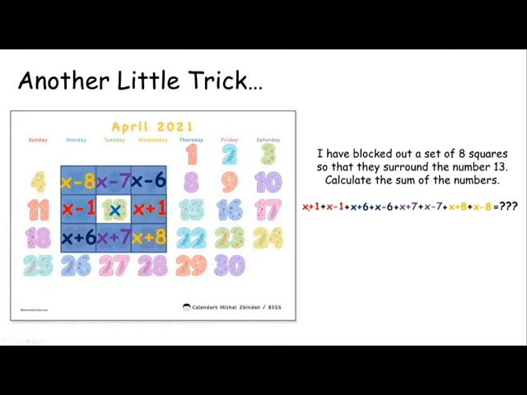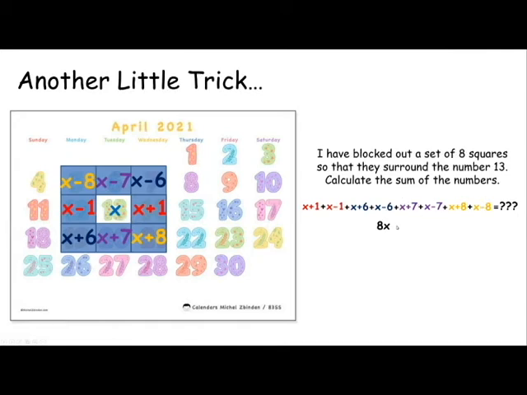Now this looks like a really long, complicated algebraic expression, but check this out. X plus x plus x plus x plus x plus x plus x plus x. How many x's is that? Well, it's 8 of them, isn't it? And take a look. 1 and negative 1 make a 0. 6 and negative 6 make a 0. 7 and negative 7 make a 0. 8 and negative 8 make a 0.